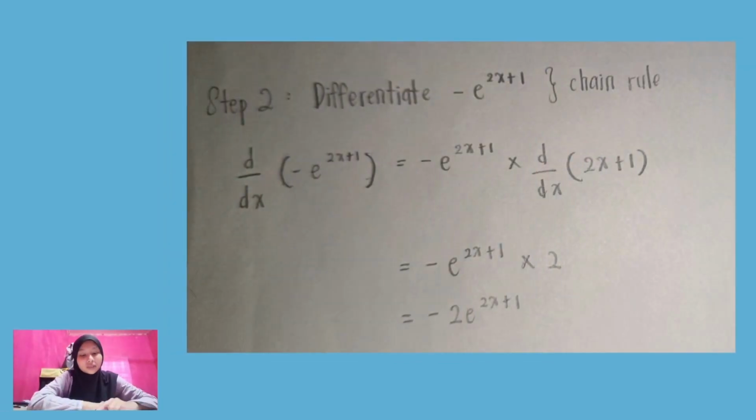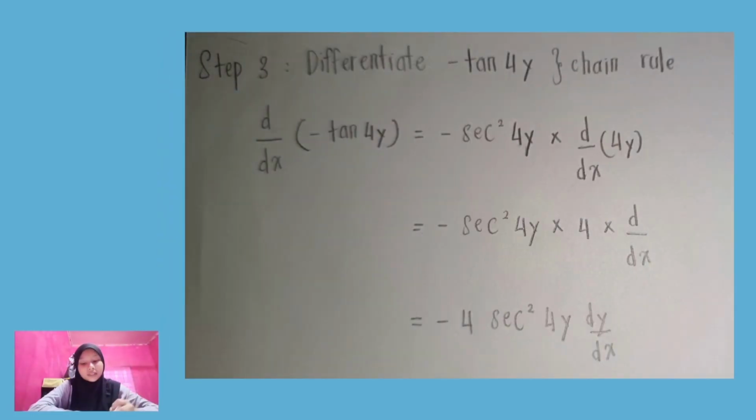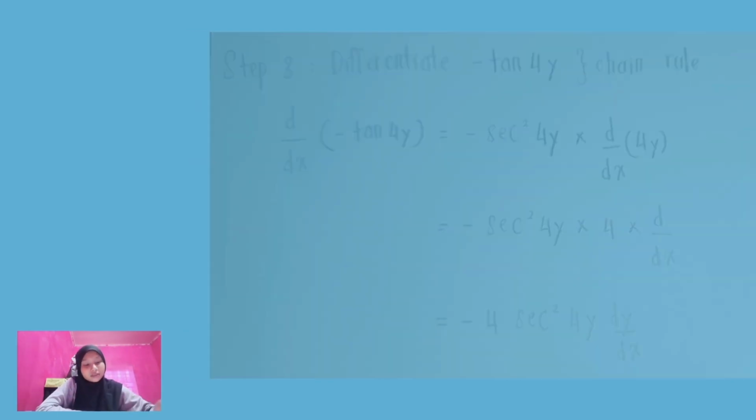Step 2, we need to differentiate the second term, which is minus e to the power of 2x plus 1, using the chain rule. The derivative of e to the power of 2x plus 1 is e to the power of 2x plus 1 multiplied by 2. So this becomes minus 2e to the power of 2x plus 1. Step 3, we need to differentiate the third term, which is minus tan 4y, using the chain rule again. The derivative of tan 4y is sec squared of 4y multiplied by 4 multiplied by dy/dx. So this becomes minus 4 sec squared 4y multiplied by dy/dx.